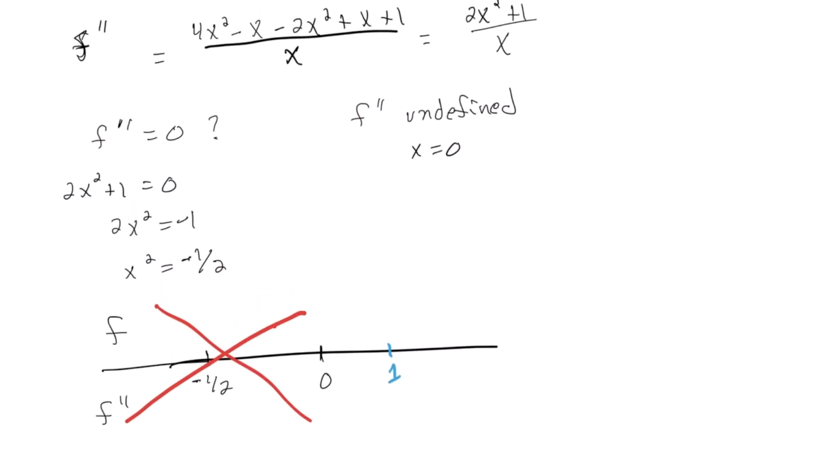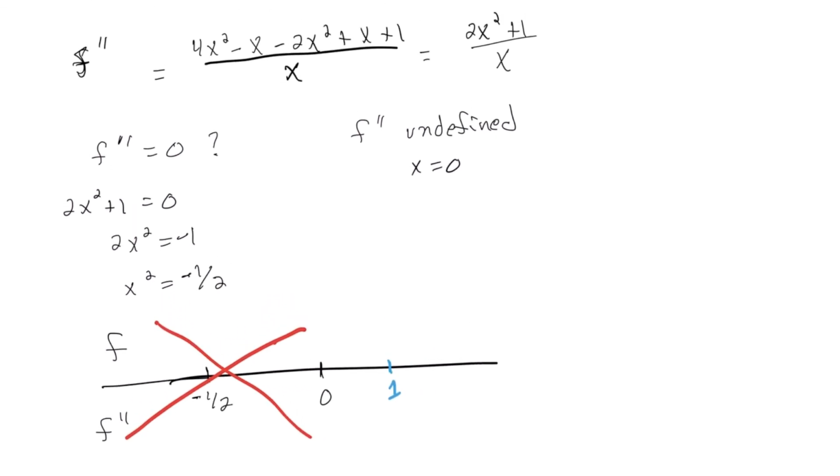So I need to come back up to my f double prime. I'm plugging into f double prime here, 2x squared plus 1 over x. So if I plug x equals 1 in there, I'm going to get 2 times 1 squared, which is 2, plus 1, which is 3. So I get positive 3 over positive 1. And my second derivative is positive. So my function is concave up.